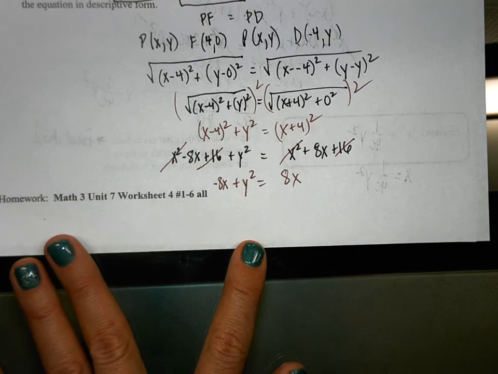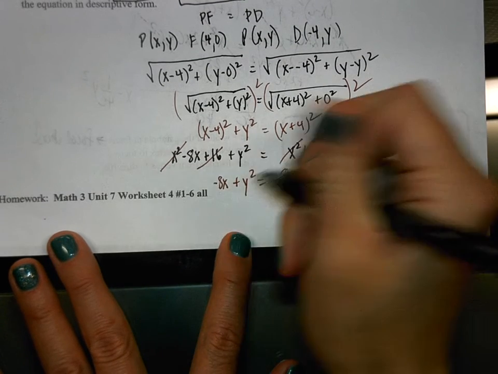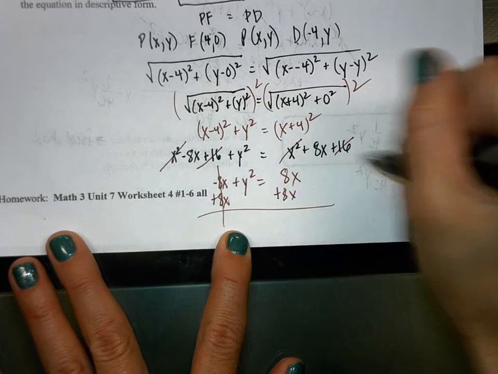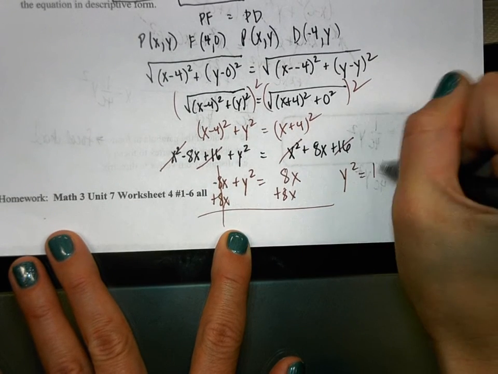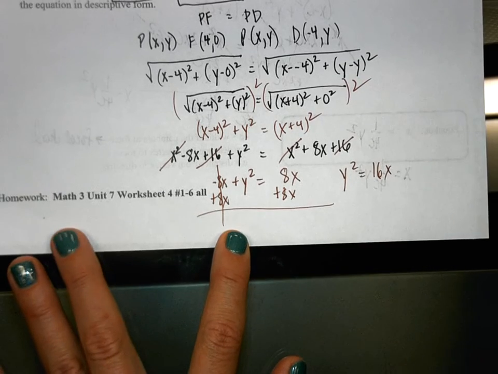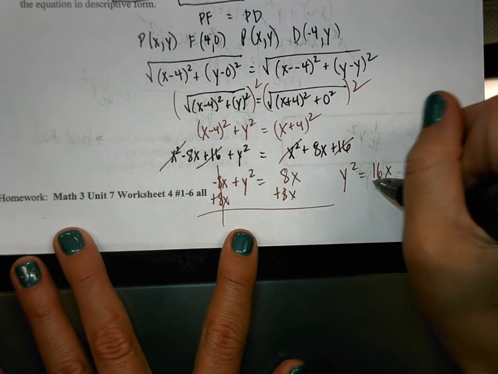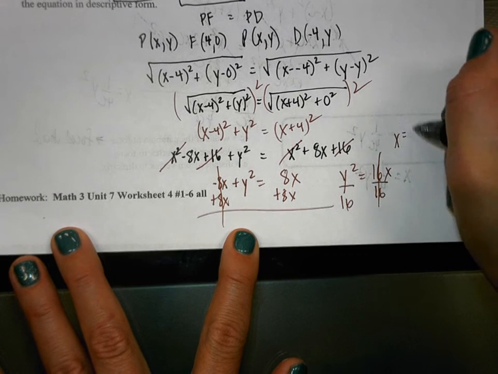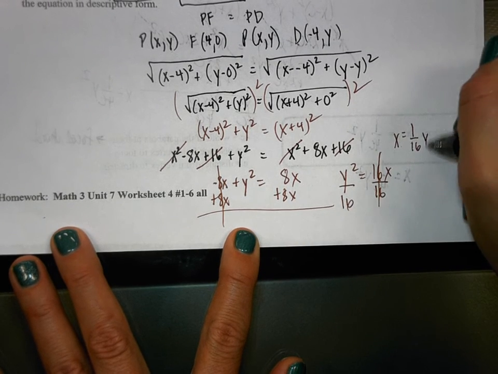Next I will do what? Good. Add 8x to both sides. We get y squared equals 16x. And then the last step would be to, good, divide by 16. And so my answer is x equals 1/16 y squared for my equation.